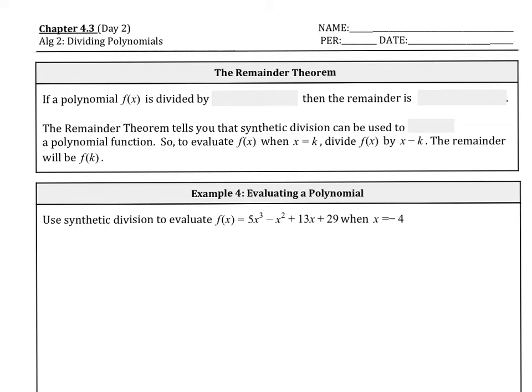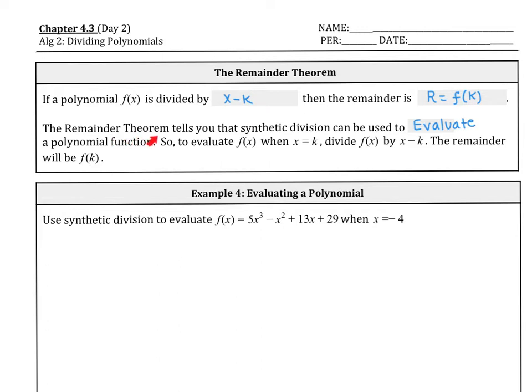Chapter 4.3 Day 2, Dividing Polynomials. We are going to discuss today the remainder theorem of polynomials. If a polynomial f(x) is divided by x minus k, or any factor like x minus 2 or x plus 2, then the remainder is r equals f of k. It means the remainder will be the function value at this number k. So for example, if this is x minus 2, then the remainder would be f of 2.